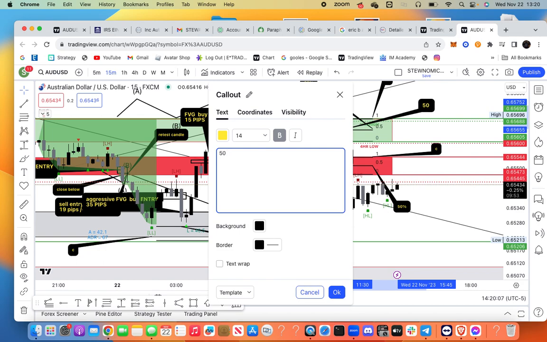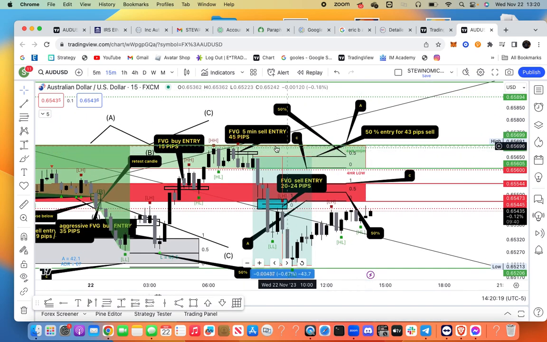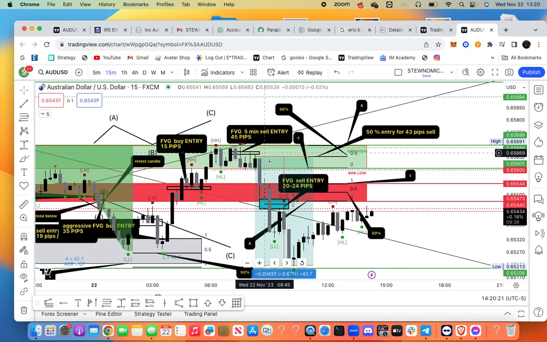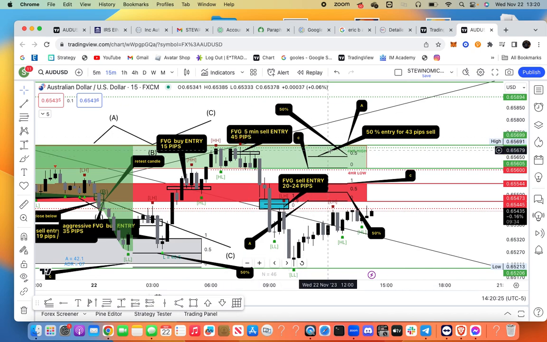That was 50% entry for 43 pips sell. That's what that gave you. I didn't list that, but it's just extra stuff. I can't tell you everything. It's just stuff you learn over time. But that was a possible scenario if you were entering there.